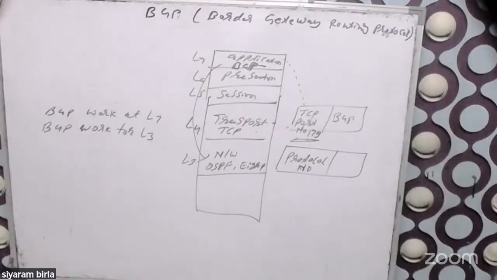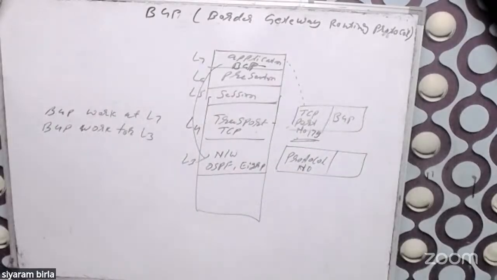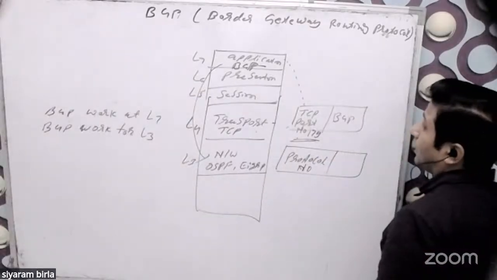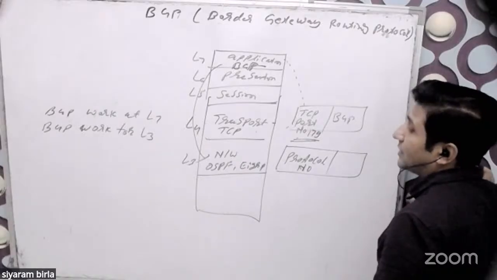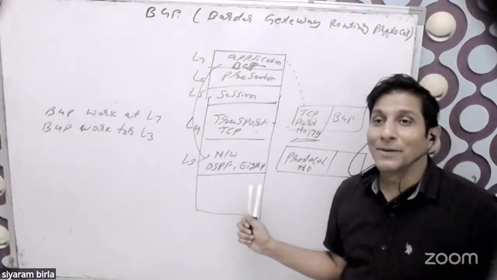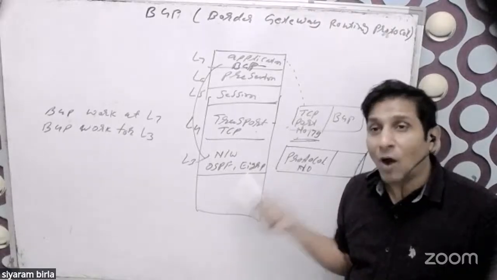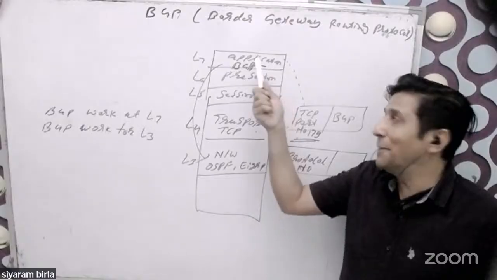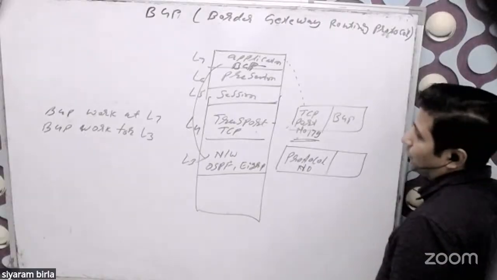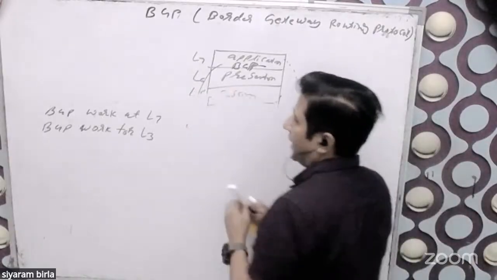So BGP works for layer 3. You can write down that BGP works at layer 7, but BGP works for layer 3, because BGP works for routers and routers are kept at layer 3. It creates the update packet in layer 7, so it works at layer 7 but works for layer 3. That is the main difference.